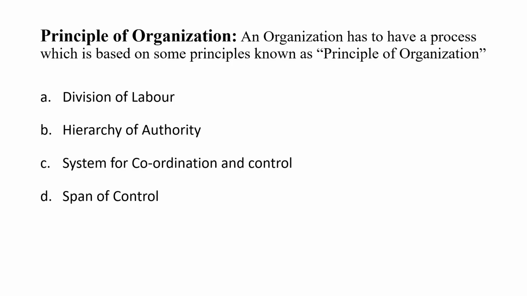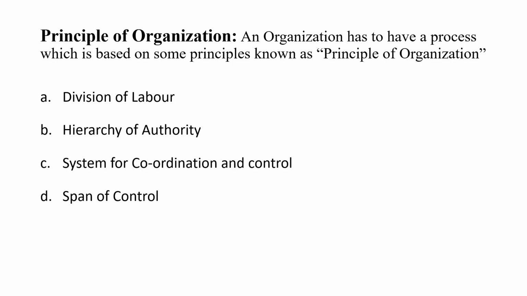And the third one is system for coordination and control. Usually organizations have common rules, regulations, and procedures for all the members, which enable an organization to coordinate and control everybody's effort and performance for achieving the objectives of the organization.